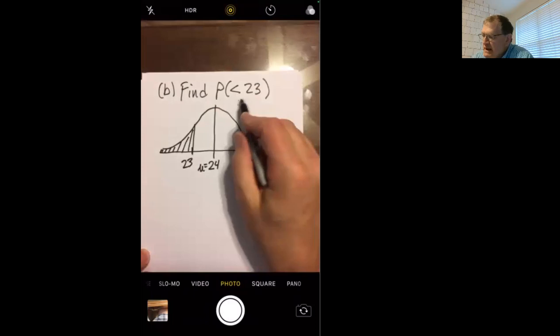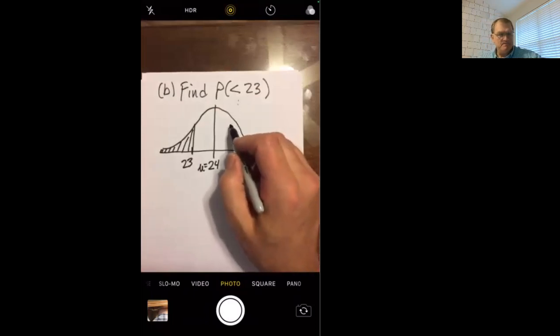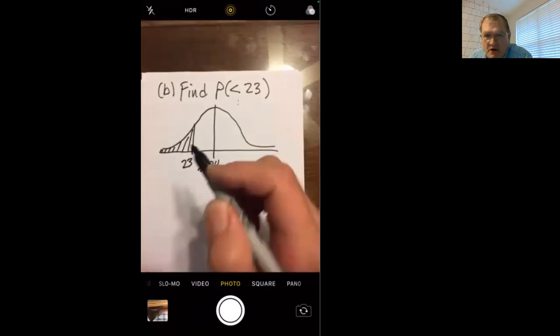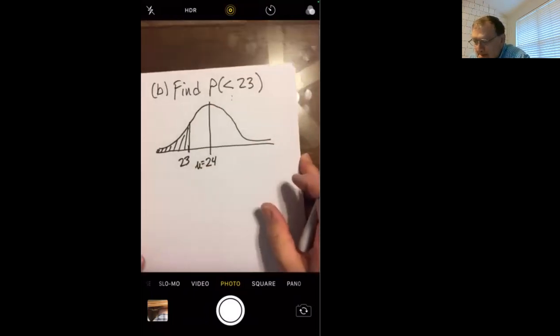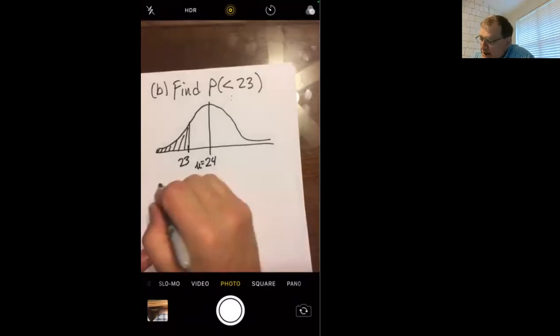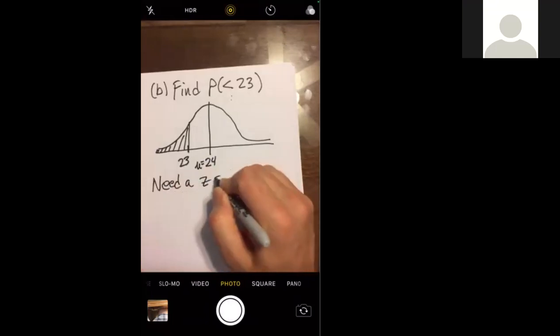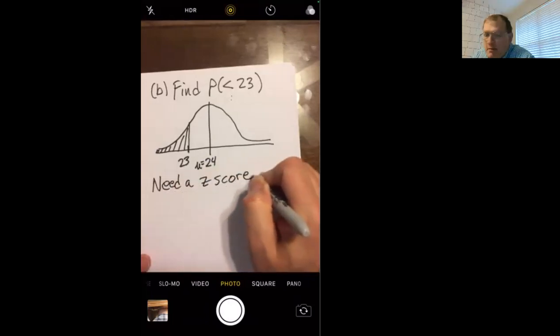This would be hatching in less than 23 days. Questions so far? Yes, but the questions say you should find the probability. Right, so we need a Z number. Z score, they call it. Z score or Z number.